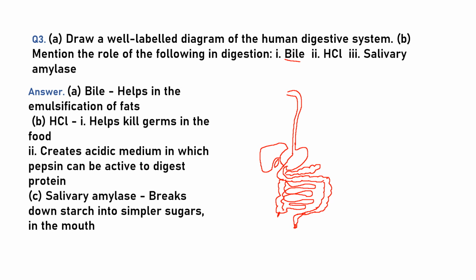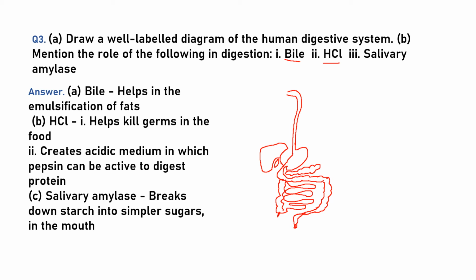So let's see the answer. Bile helps in the emulsification of fat. HCl, okay, I haven't mentioned HCl. HCl kills germs in food. It also changes the pH value of food, or the pH value of chyme, right? So that pepsinogen acts in a better way.